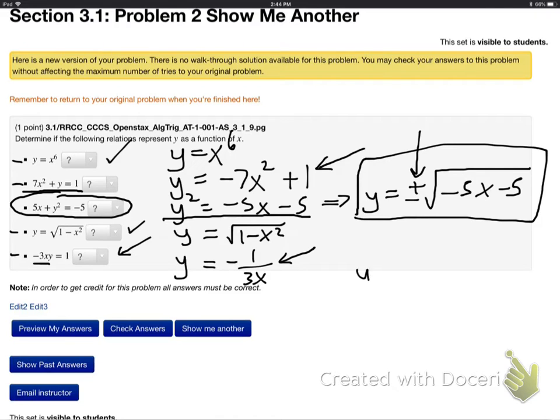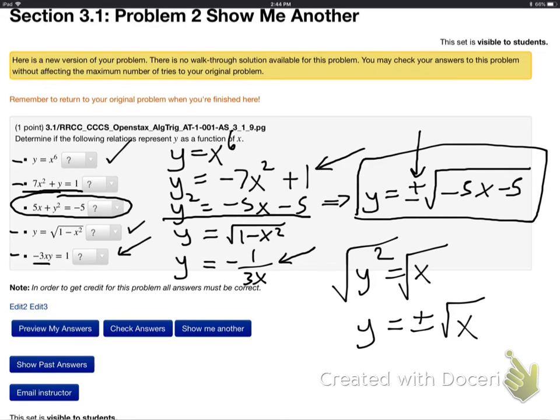So if I have y squared equals x, if I square root both sides, I will get y equals plus and minus the root of x, okay? What I'm saying here is for one value of x, I am going to get two answers, okay? I get two answers out, so that is not a function, okay? And of course, the clue here is it's got a y squared in it.